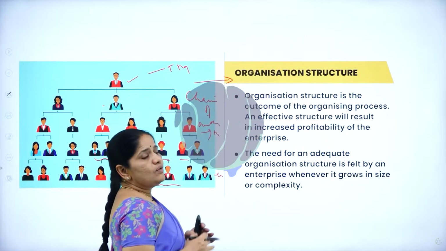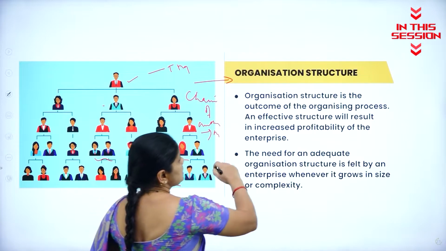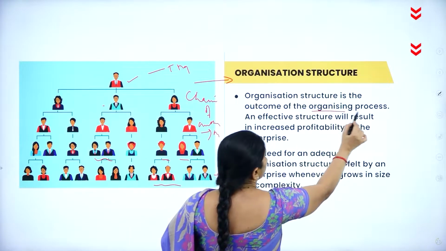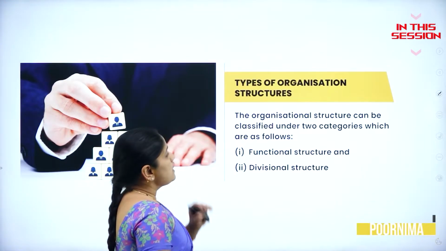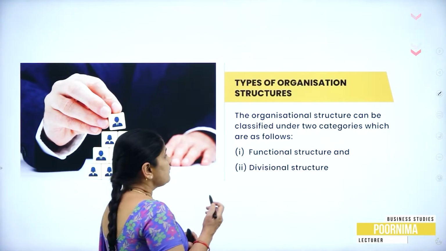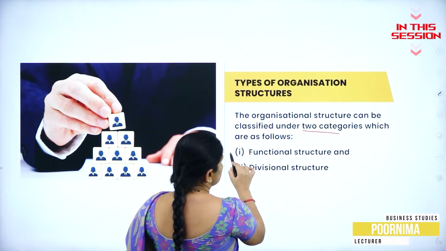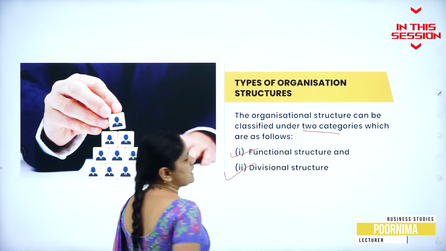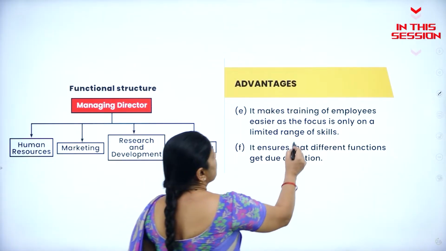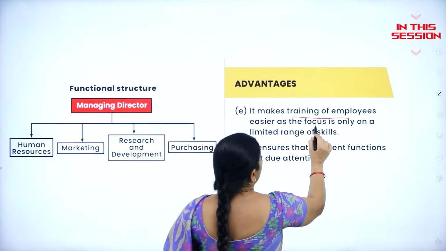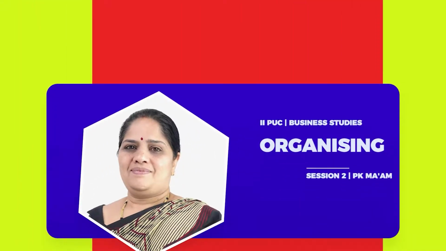Let us look into what is the meaning of the word organization structure. Organization structure is the outcome of the organizing process. When you look into the types of organization structure, we can see that they are classified under two categories, that is functional structure, second one is divisional structure. It makes training of employees easier as the focus is on a limited range of skills.